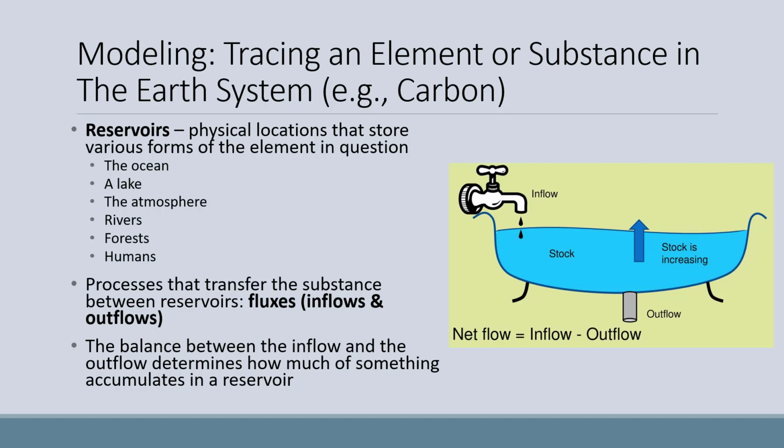There are reservoirs, which are physical locations that store various forms of the element or the substance in question. These could be things like the ocean, a lake, the atmosphere, rivers, forests, humans, or many more things as well. Processes that transfer the element or substance between reservoirs are called fluxes, and these consist of inflows, which flux things into the reservoir, and outflows, which flux things out. The balance between the inflow and the outflow determines how much of something accumulates in a reservoir.